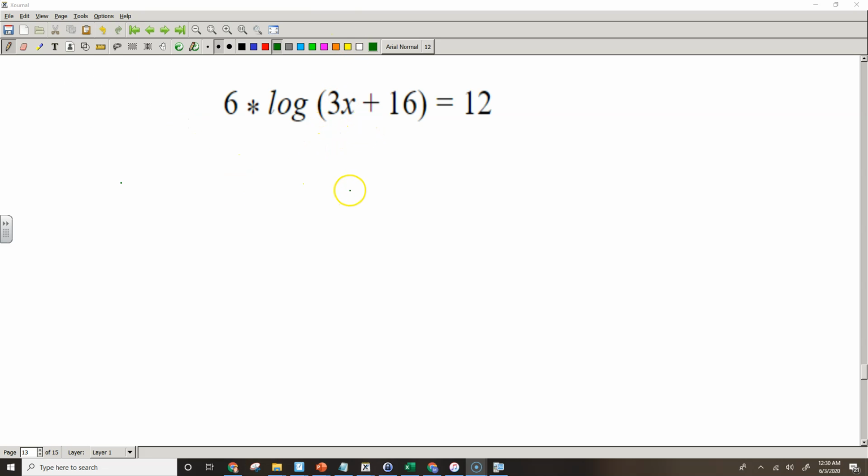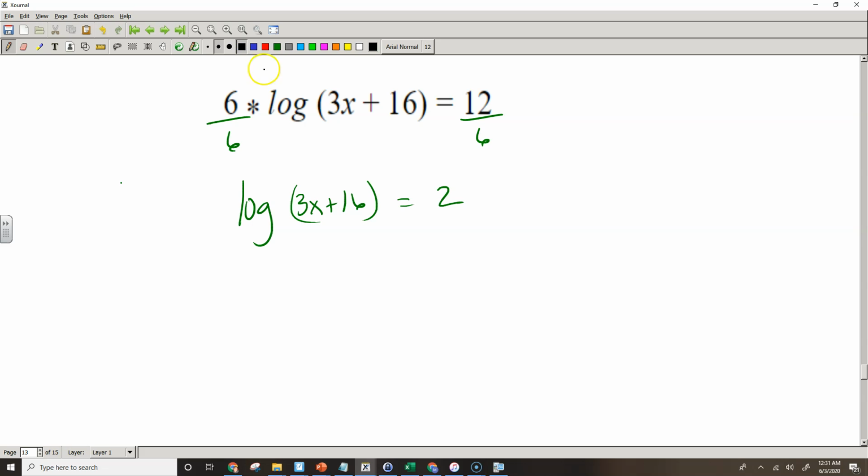Here's a log equation, and the only thing that's different about this is first we have the 6 out in front, which is not part of the log. If we have some stuff around this log expression, we're just going to get rid of everything else. We're going to isolate, or get by itself, that log expression. So I'm going to divide by 6 on both sides first. Then I'm going to get log of 3x plus 16 equals 2.